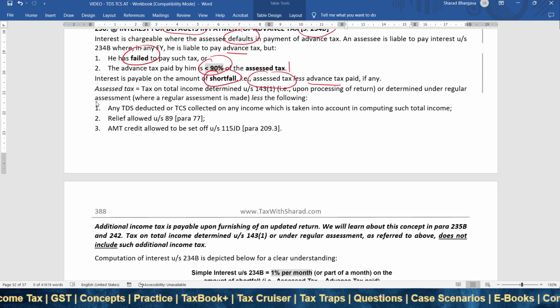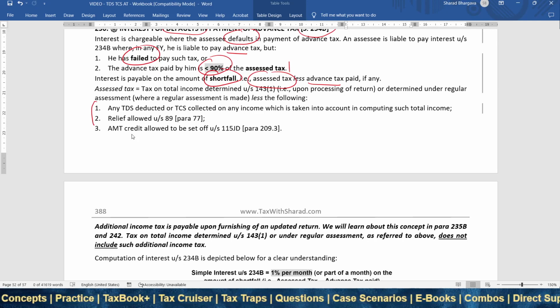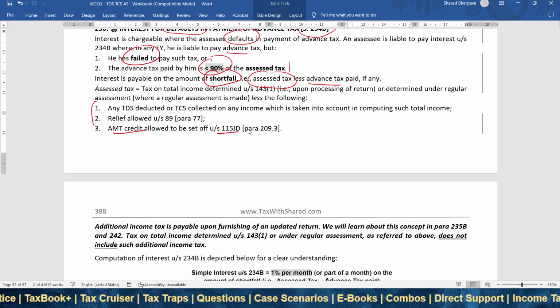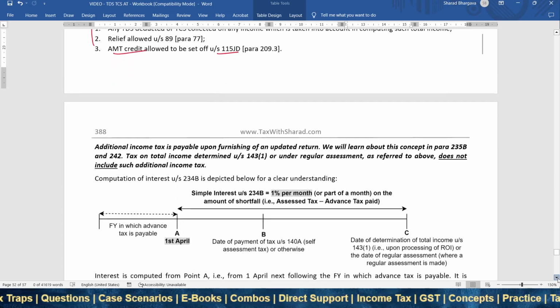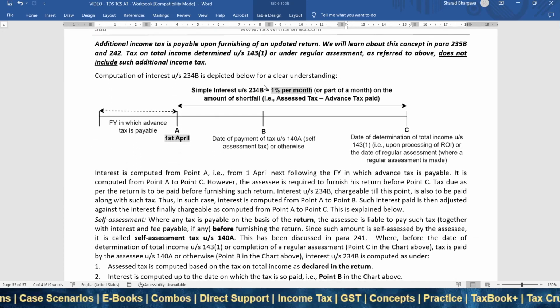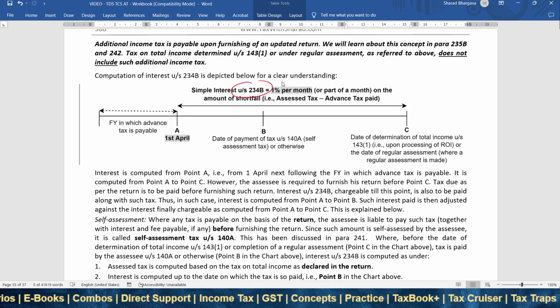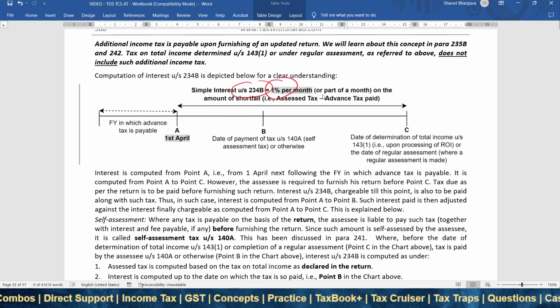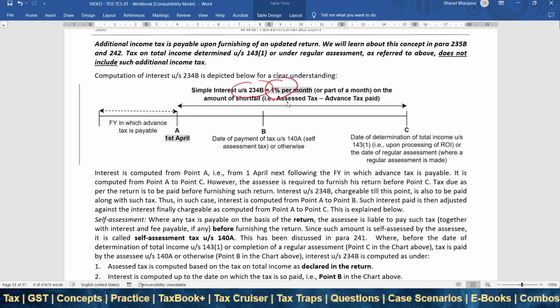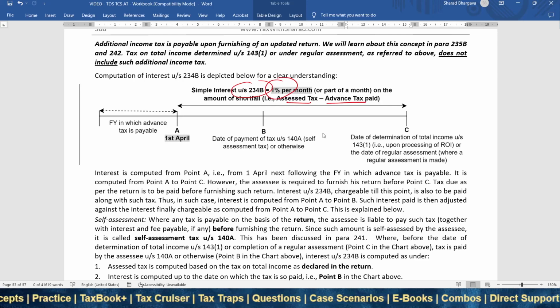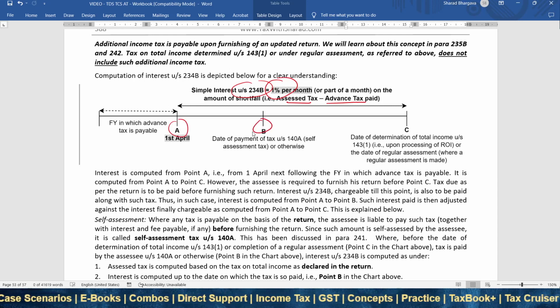While computing assessed tax, prepaid taxes, relief under section 89 and AMT credit under section 115JD will be reduced. And simple interest under section 234B will arise, which will be calculated at the rate of 1% per month or part of a month on the amount of shortfall, which is the amount of assessed tax minus the advance tax paid. And what is the period for which interest is to be levied? From point A to point B.